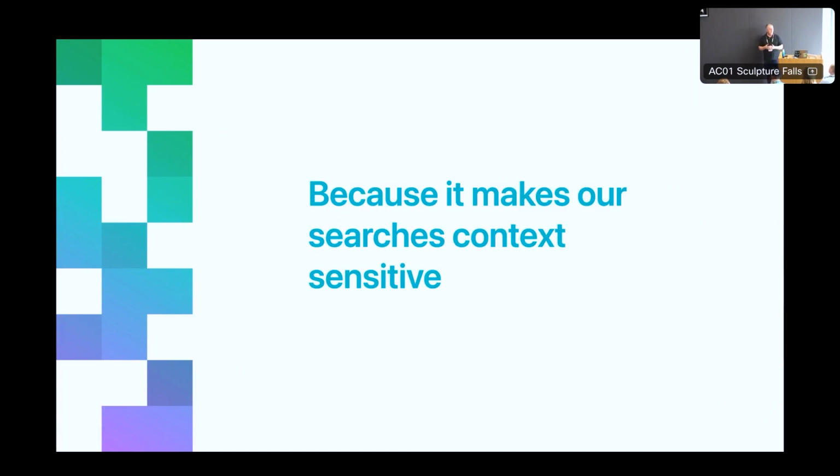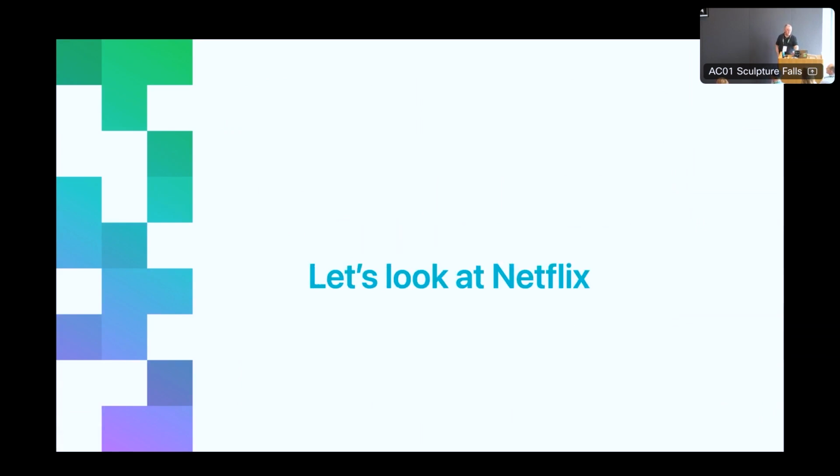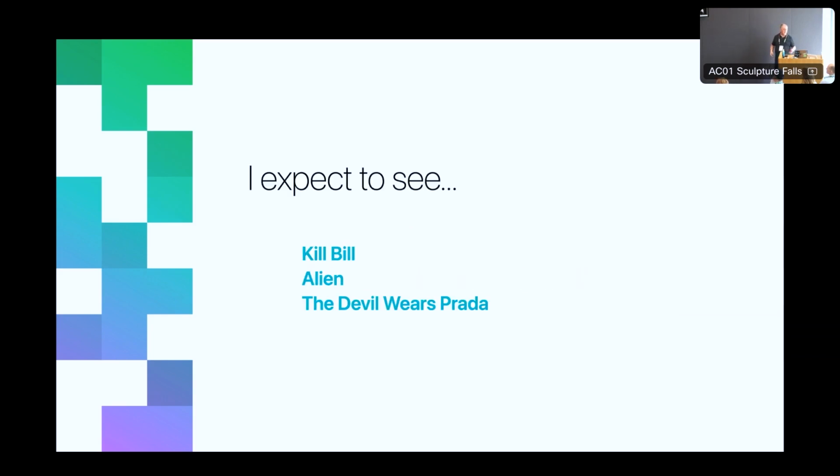What it can do is it can make our searches context sensitive. By this, what I mean is that we can enter a plain text query into a system. It should understand the context that we're asking it about, and then give us an answer that makes sense. And if I use an example, let's take Netflix. If I search on Netflix for films with a strong female lead, I expect to see things like this: Kill Bill, Alien, The Devil Wears Prada.